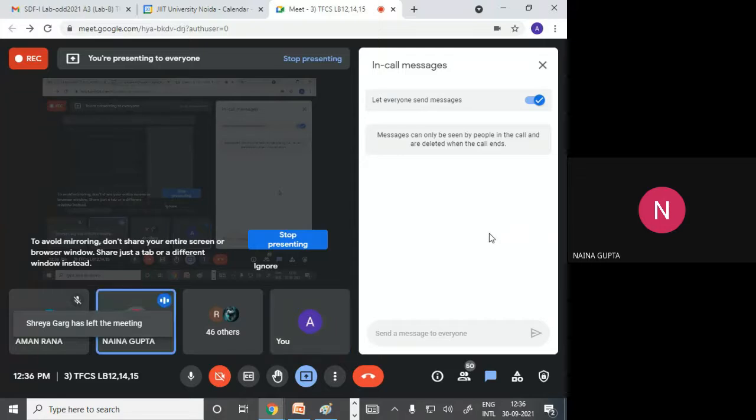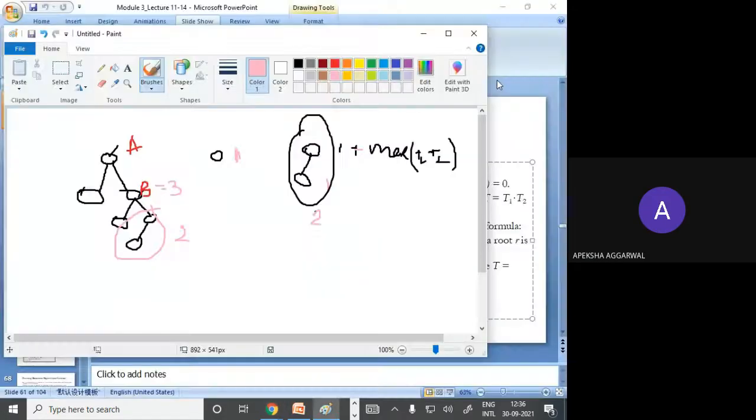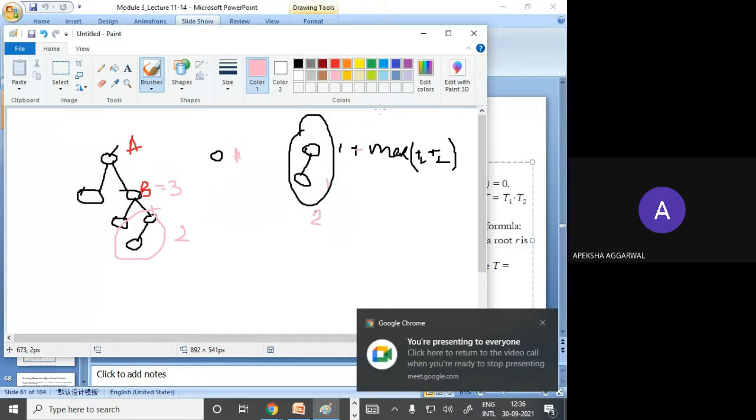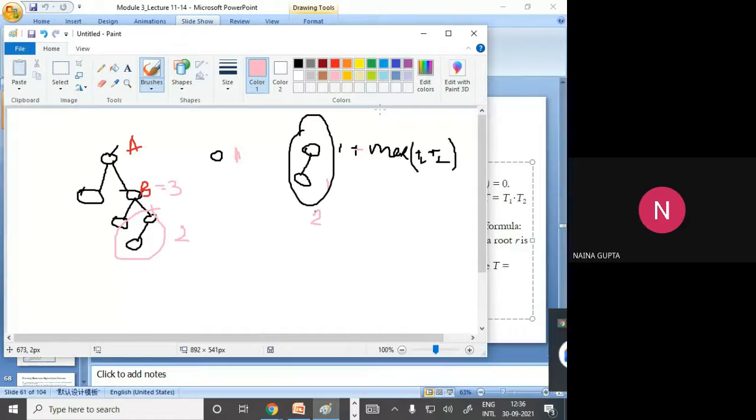Ma'am, can you please repeat? Okay. So from which part is this not clear? कहाँ से समझ में नहीं आया? Ma'am, why is B coming out to be 3? Sorry? And why is B coming out to be 3? Why is B coming out to be 3.